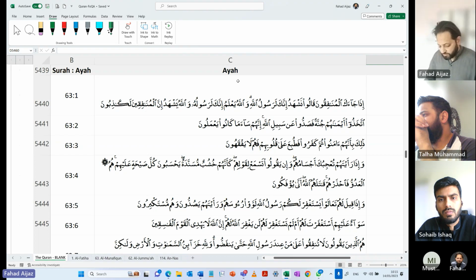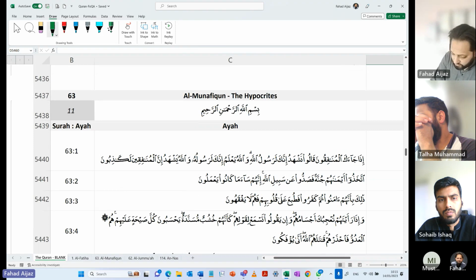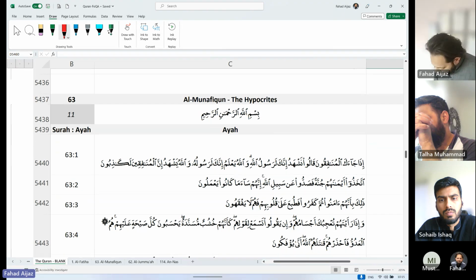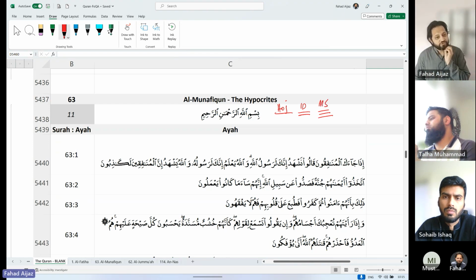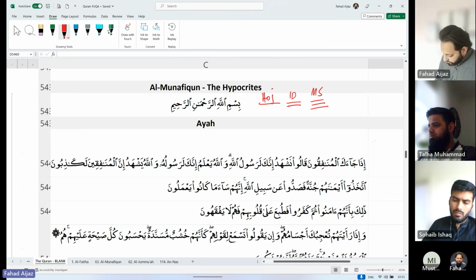So what we want to do in this surah is, first, let's identify all the harf of jar, as many as we can, and let's make a formula. I will underline everything. If I underline a single time, it's a harf of jar. If I underline two times, it's idafa. And if I underline three times, it's mawsuf sifa. That's our approach of detection. So we'll do it like that.